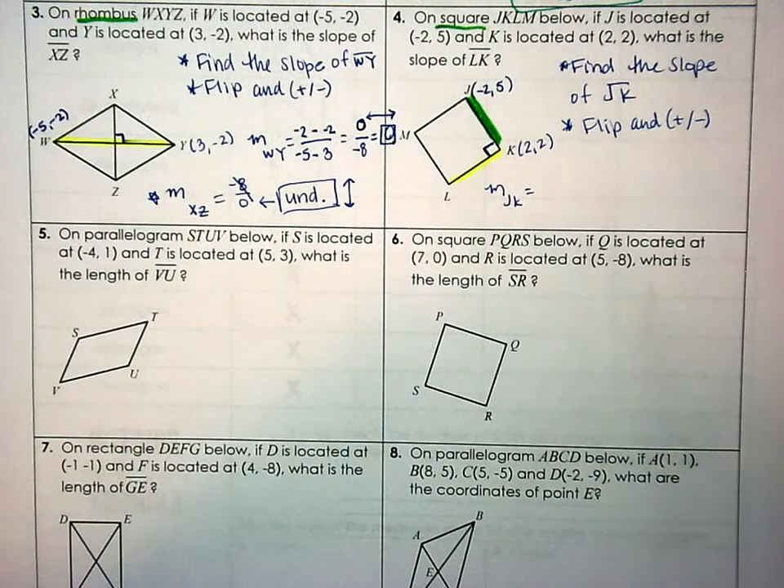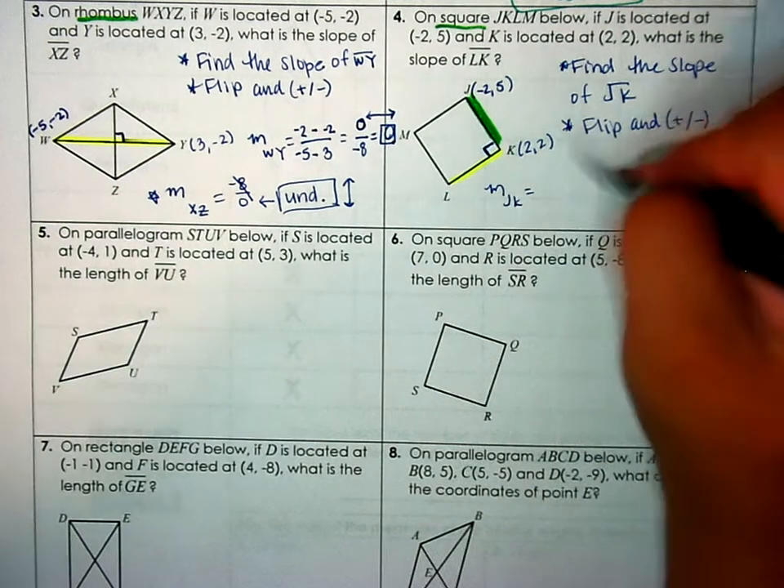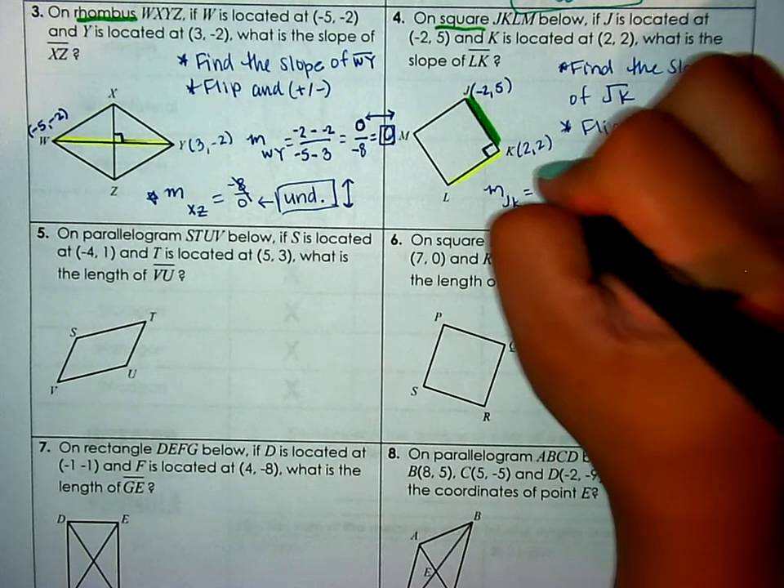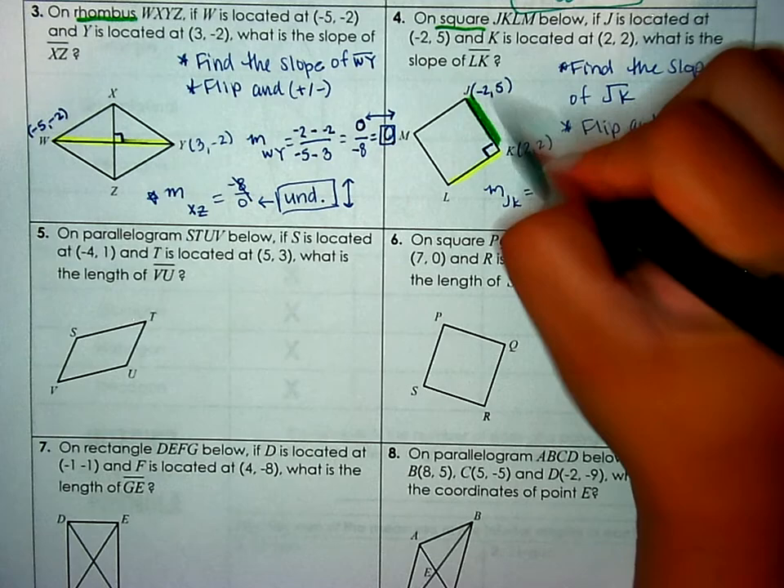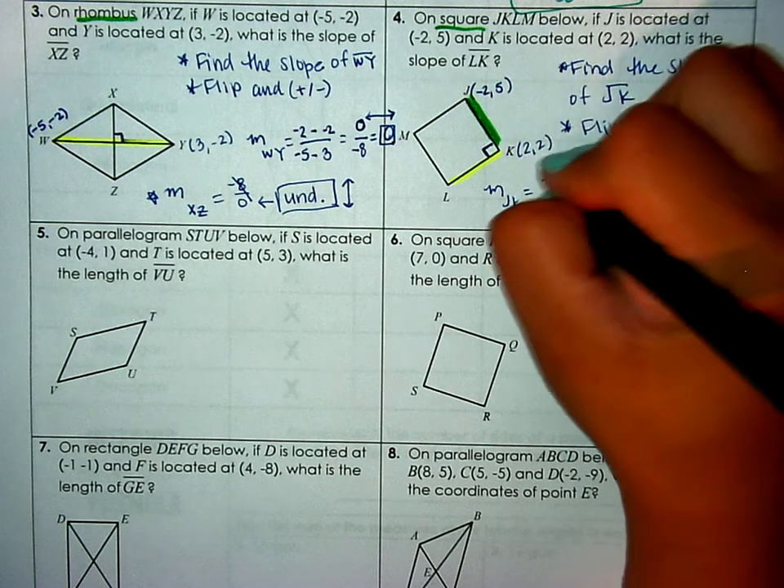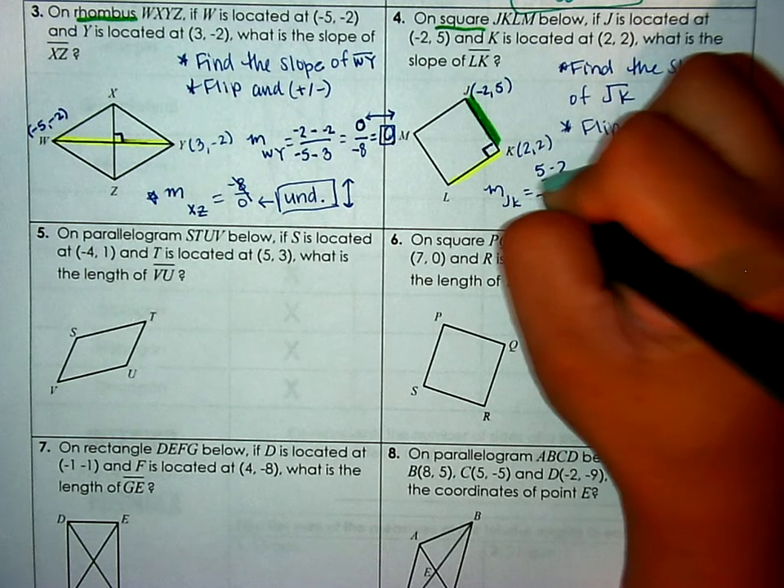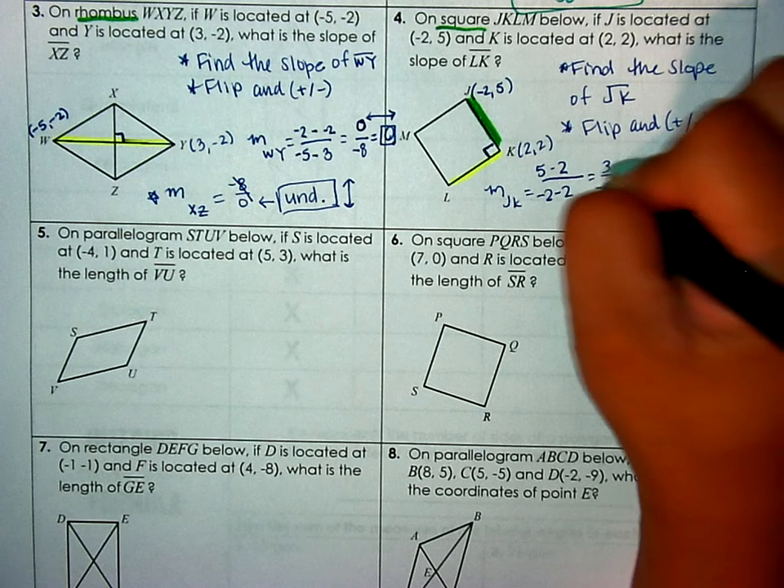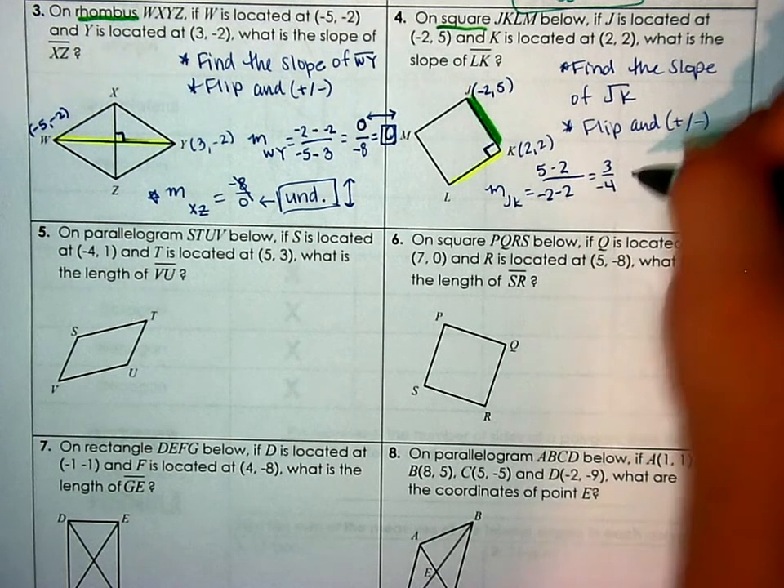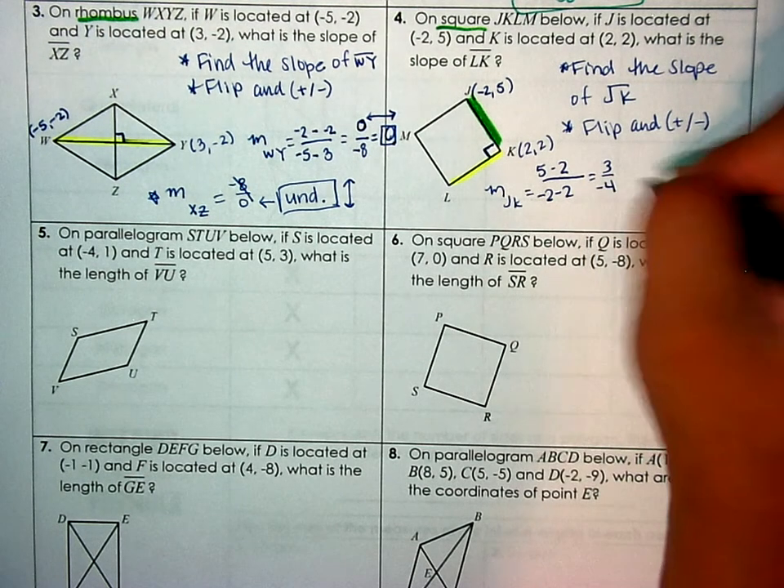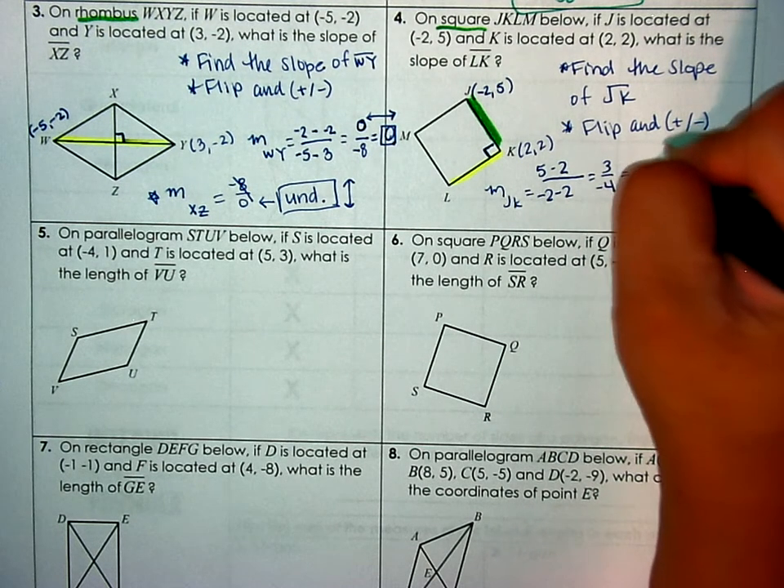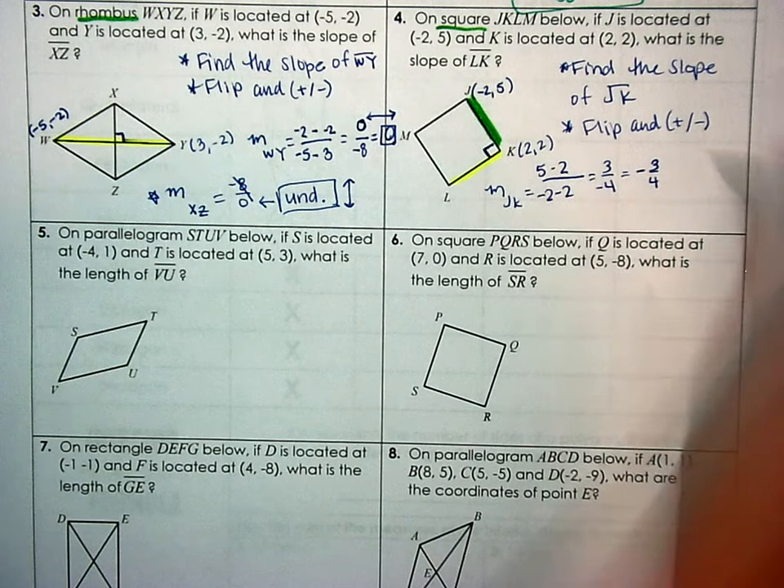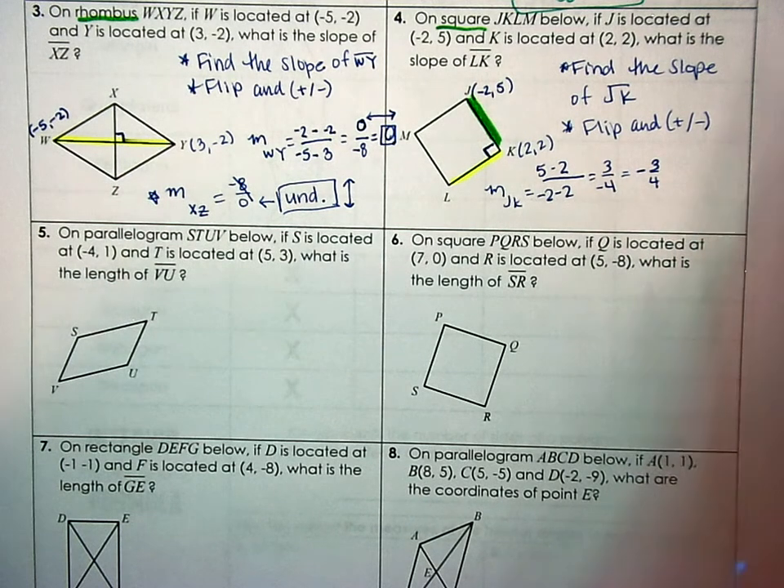Okay, so I'm going to keep going here. So we have JK. The numbers for JK would be these two. So I would do 5 minus 2 over negative 2 minus 2. 5 minus 2 is 3. Negative 2 minus 2 is negative 4. Okay, so this is your answer. I do like to pull the negative out to the front. I don't like it to be on the 4. So there's my answer for that one.